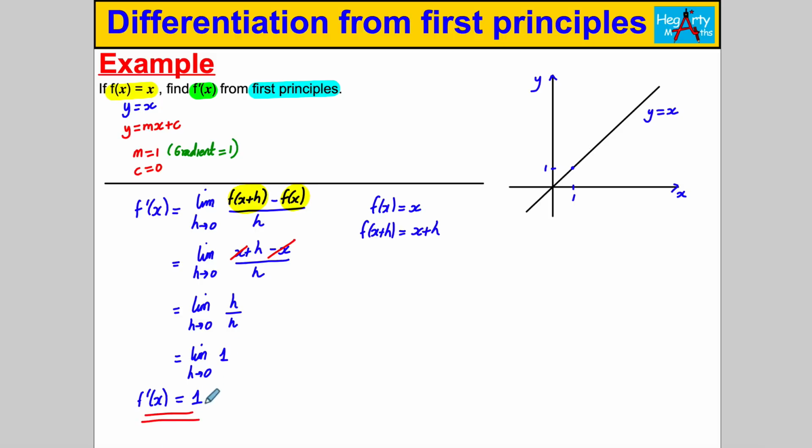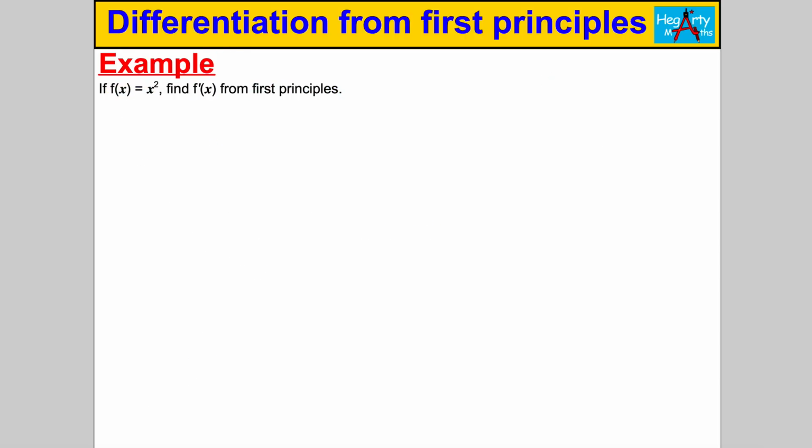And notice we got a gradient of 1, which is what we already knew to be the case. So this new technique of differentiation, although not useful for straight lines, we don't need it, actually didn't break what we already know is true. So that's a good sign. Now let's apply the technique to curves.